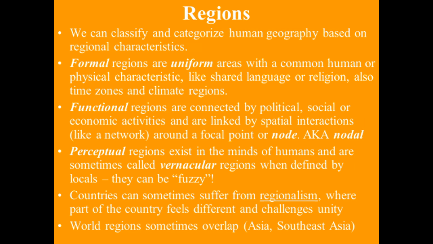A functional region is sometimes called a nodal region. A node is a network or the center point of a network. Think about a computer network. Functional regions are where you have an activity or some sort of linkage between spatial interactions around that focal point. Functional regions are oftentimes based on things like commuting, or it might even be a congressional district. That would be a functional region.